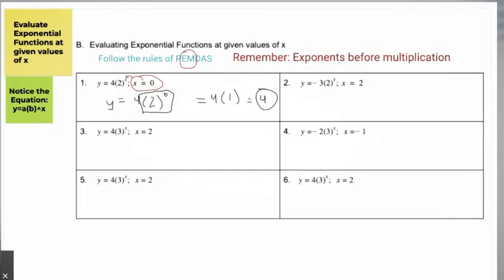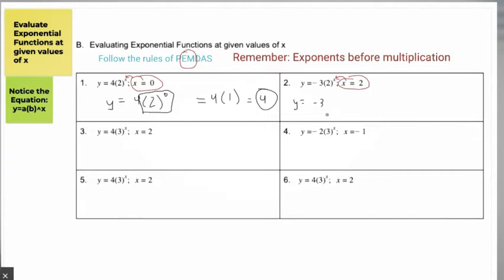So let's try some of these together. Number 2 is different because it has a negative sign. Well, this negative is located all the way out front, so it's really an afterthought. What we need to do is the same thing as before. You take this x, you plug it in for that x, and when you rewrite it, you remember PEMDAS, exponent, then multiply.